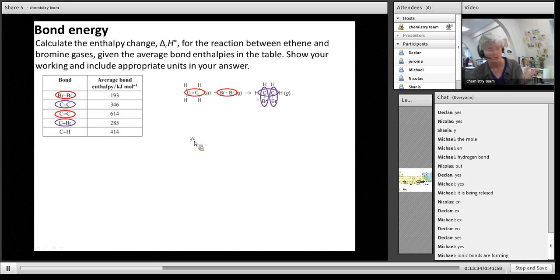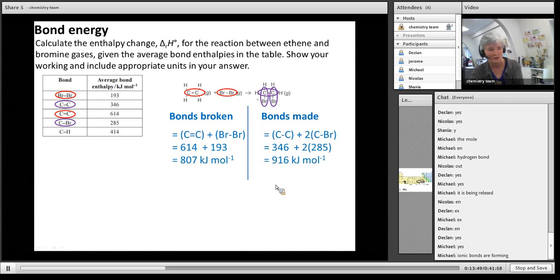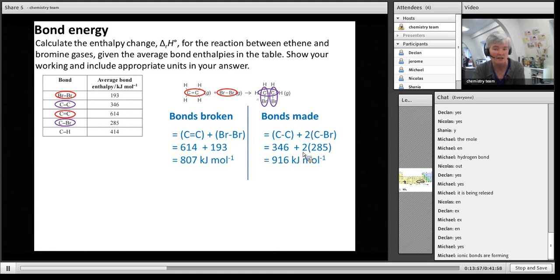So it's always good to draw a line down the middle and do bonds broken on this side. So there's the 614 and 193. We add it up to 807. It's always good to put units in, and bonds made. And you can try out the calculations at home. Always have a calculator around when you come to these lessons, because it's a good way of checking that I haven't made any errors, but also to see that you can use your calculator correctly.